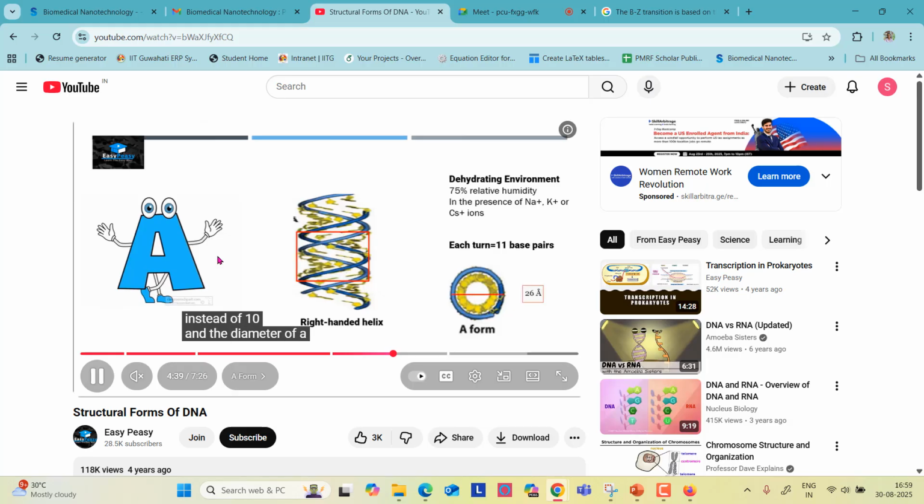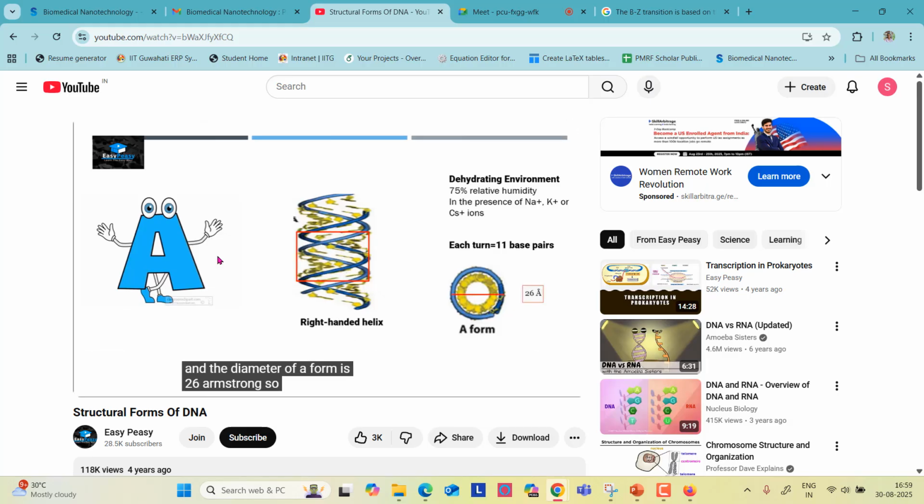And the diameter of A form is 26 angstrom. The diameter of A form is wider than B form and the length of each turn is approximately 28.6 angstrom. The base tilt is approximately 20 degrees, right? So you can go into the details to see the differences.